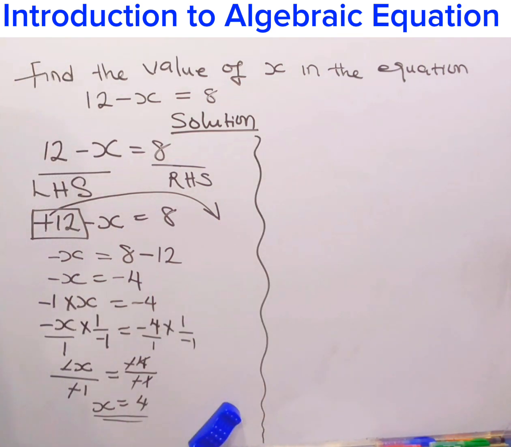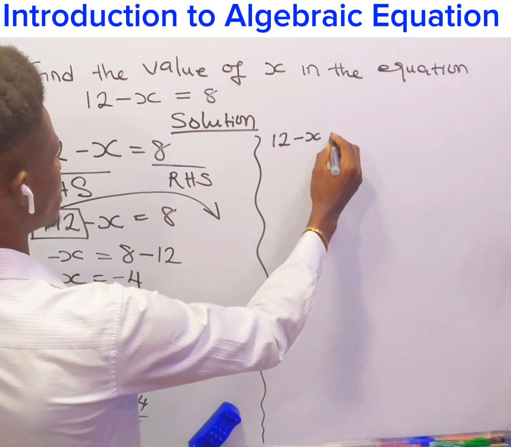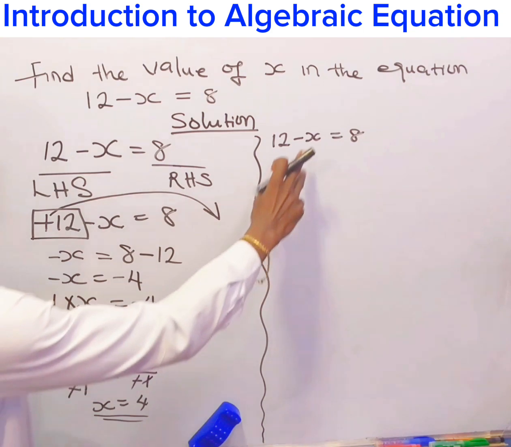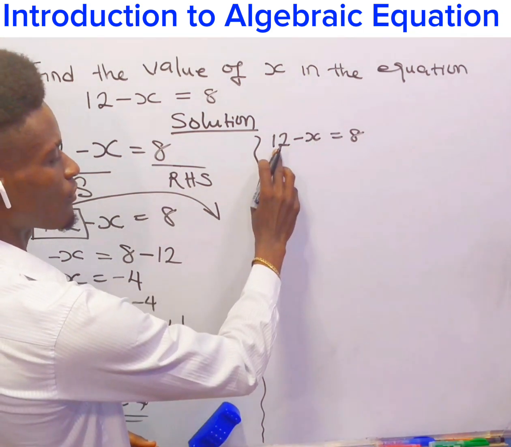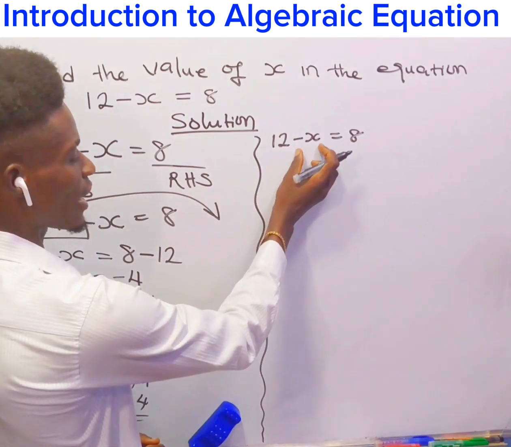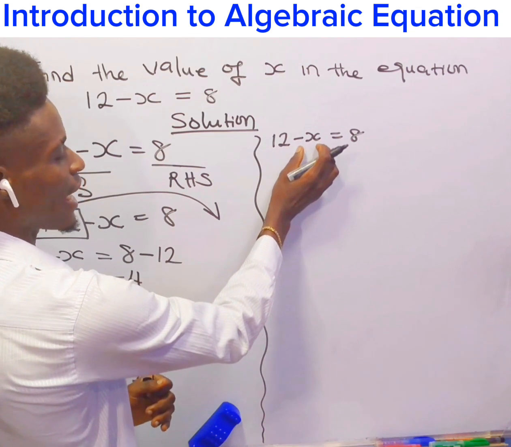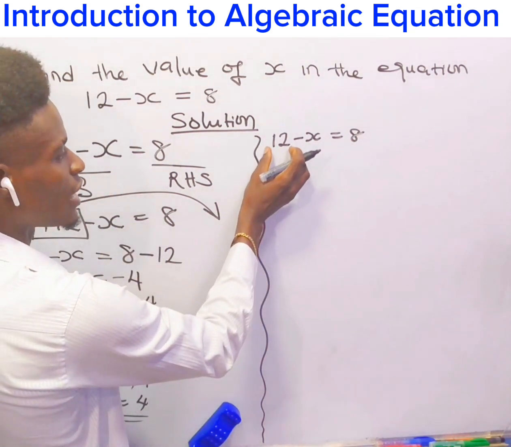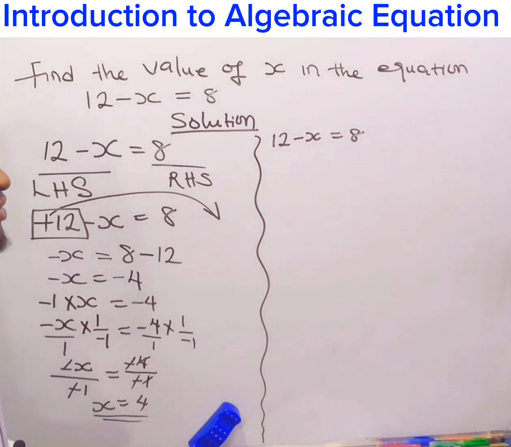Now, method 2. Method 2 is simply using the additive inverse. We have 12 minus x equals 8, using the additive inverse to find the value of x. Here, what is disturbing x is 12. We are looking for the value of x. So on the left hand side, let's make sure we have only x. Which means we try to eliminate 12. How do we eliminate 12? To eliminate 12, we use the additive inverse.